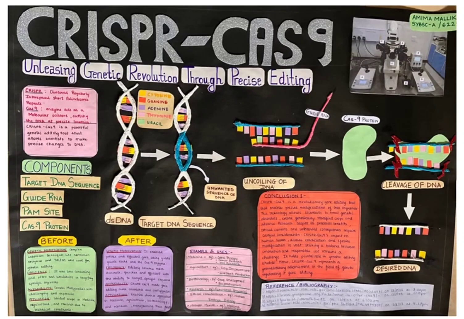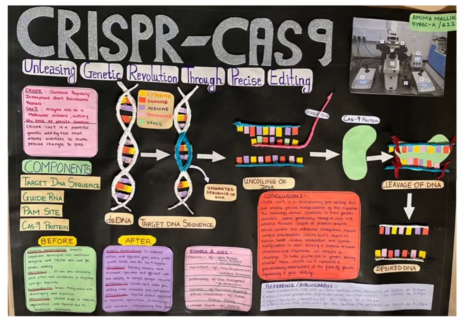Today I'm going to talk about the recent advancement in the field of genetics. Under that, I have selected the topic CRISPR-Cas9: Unleashing the Genetic Revolution Through Precise Editing. CRISPR-Cas9 means using a special tool called CRISPR-Cas9 to make really accurate changes in our genetic instruction. Just like you can edit a story to make it better, scientists can now edit our genes to fix problems or make improvements.